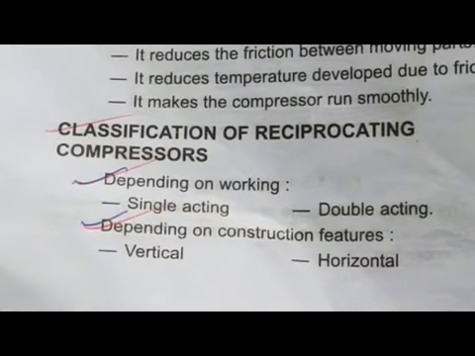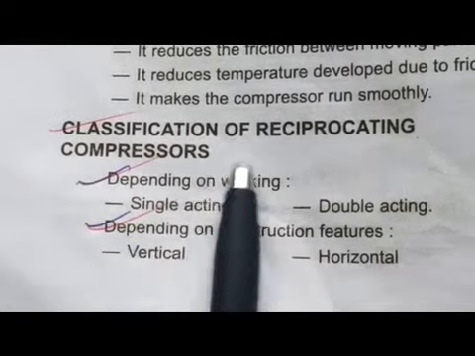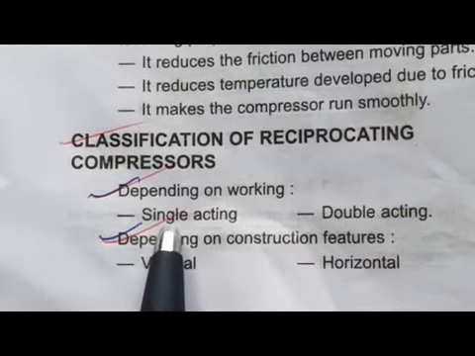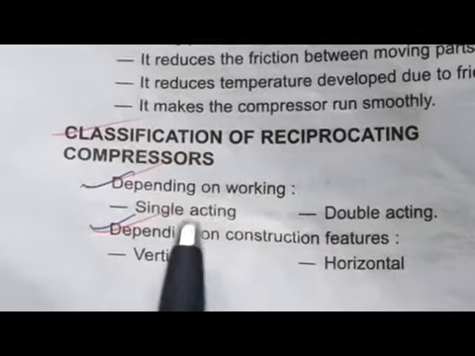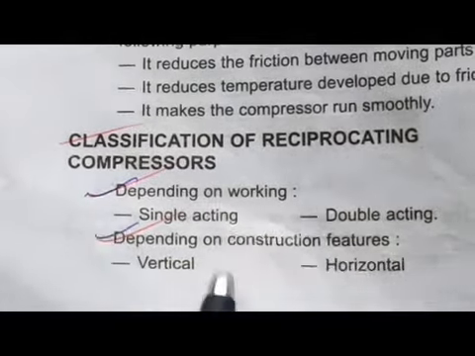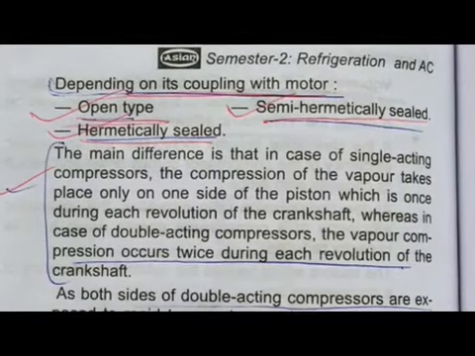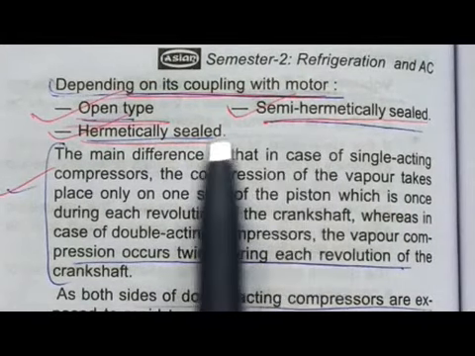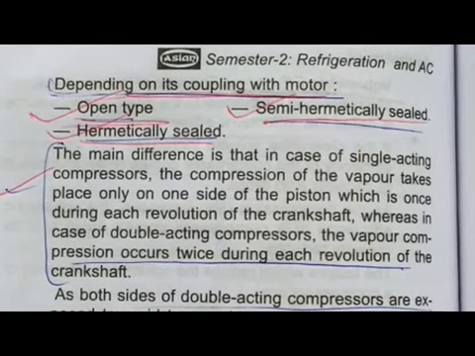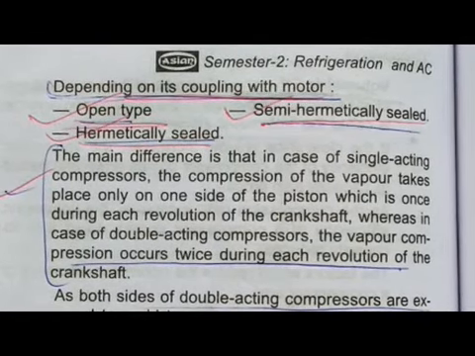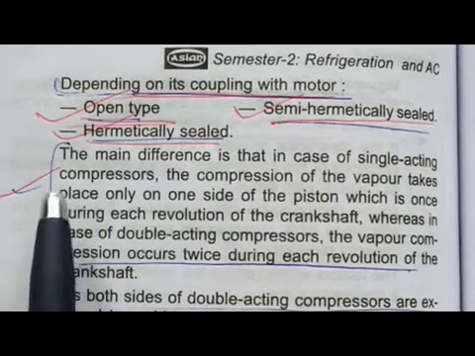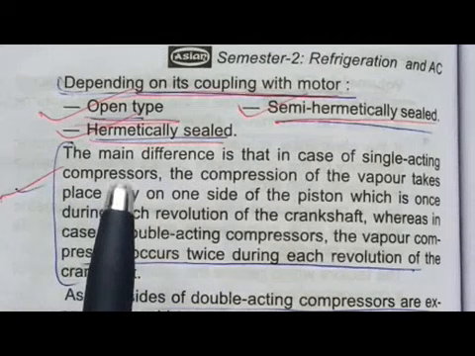Now let's see the classification of reciprocating compressors. Depending on working, these are single acting and double acting. Depending on construction, vertical and horizontal. Depending upon the coupling of the motor, open type, semi hermetically sealed, and hermetically sealed. Now let's see the first, depending on working principle: two types, single acting and double acting.